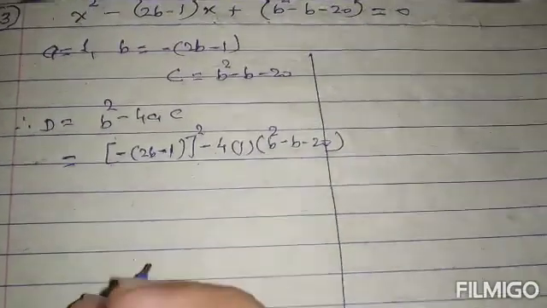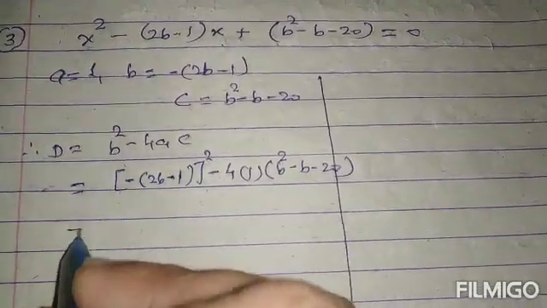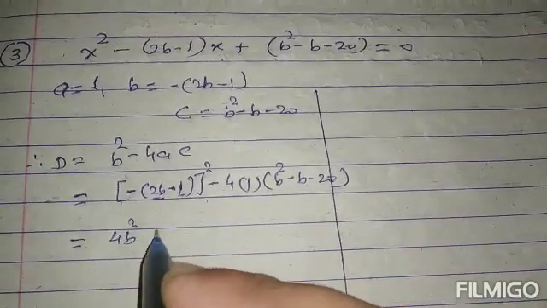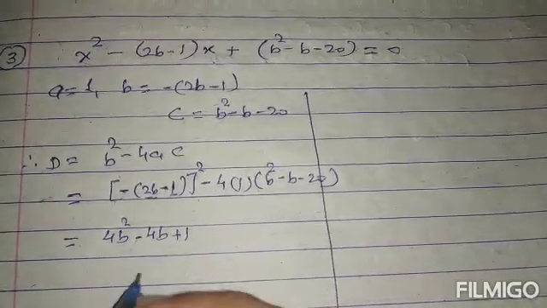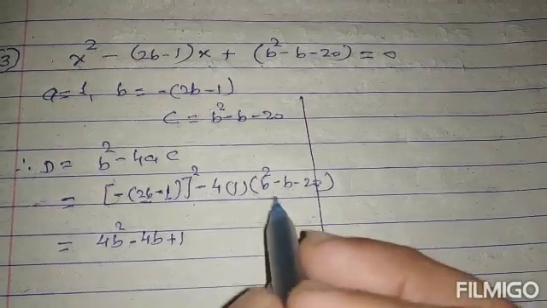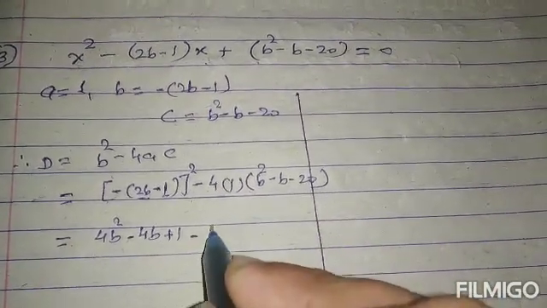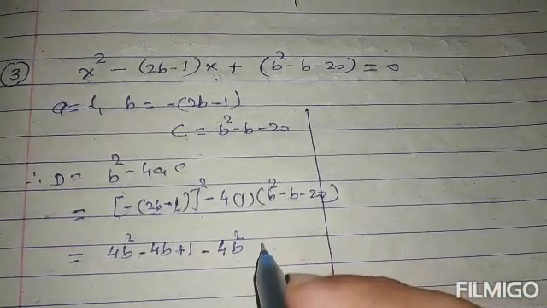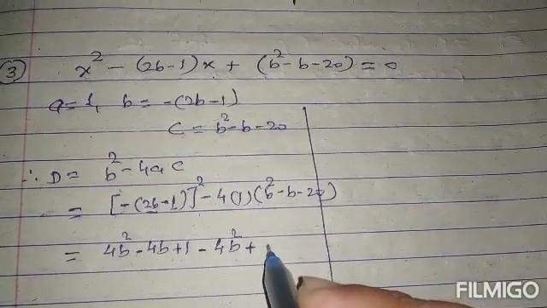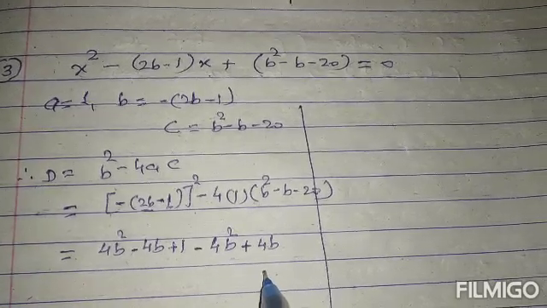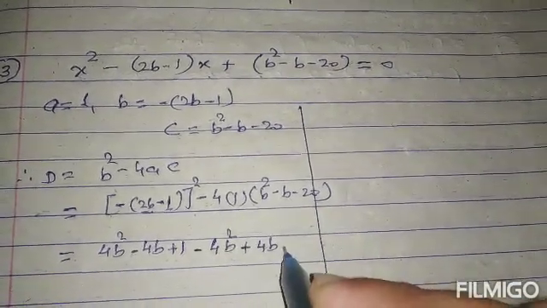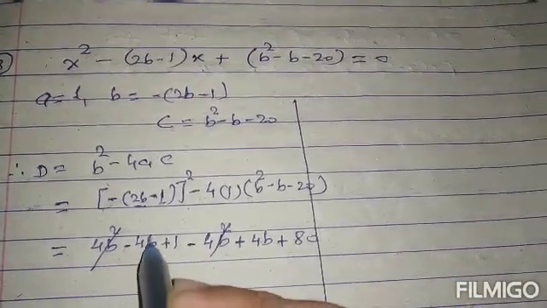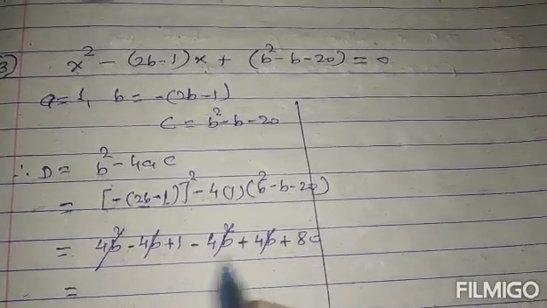If you further simplify this, the whole square gives 4b square minus 4b plus 1, and if you multiply the 4 inside, this will be minus 4b square plus 4b plus 80. The 4b square and minus 4b square cancel out, the minus 4b and plus 4b cancel out, and 80 plus 1 is 81.